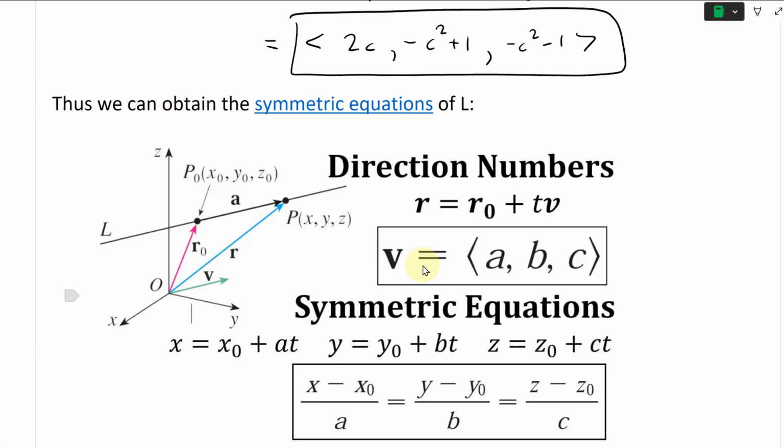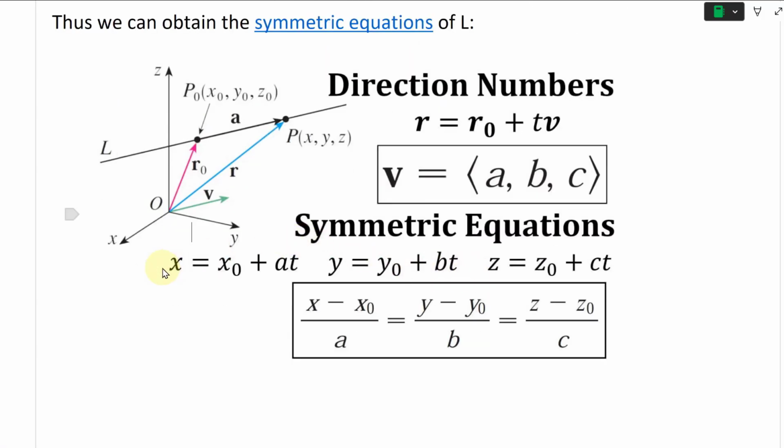But anyways, that's straightforward. And this one is going to be A, B, C like that. And then the symmetric equations are just going to be, you take the components of these and add these up right there. So X naught plus T times A.